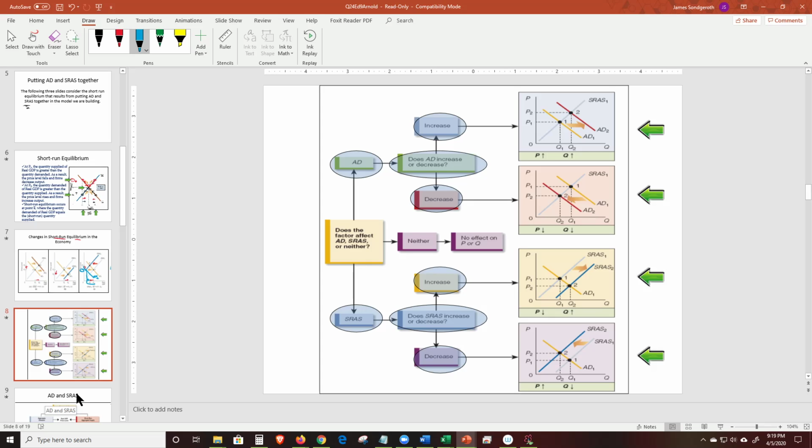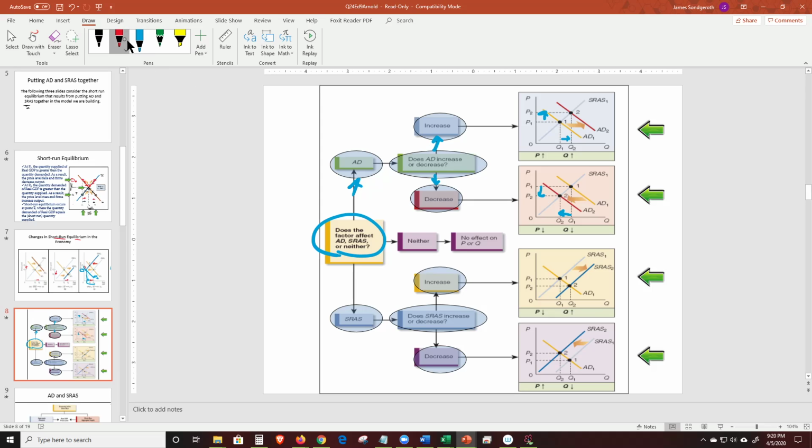So here we have all four scenarios. So we have to ask whether the factor affects aggregate demand or aggregate supply. If it affects aggregate demand, does it increase or decrease aggregate demand? If it increases aggregate demand, of course, you'll get this increase in output of real GDP and increase in price level. If it decreases aggregate demand, you'll get a recession and lower price levels.